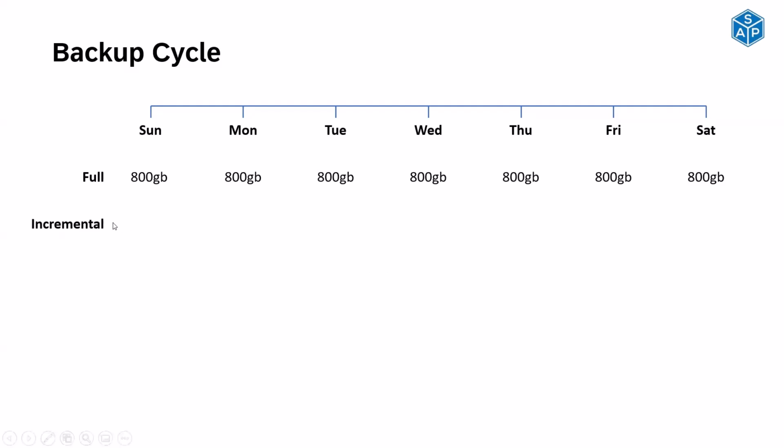Second comes your incremental backup. Now when you schedule an incremental backup, what happens is the incremental backup will search for your last successful backup. It can be the last successful full backup, the last successful differential backup, or the last successful incremental backup. So it will search for any of these three. If it doesn't find any backup, your first incremental backup will always be a full backup.